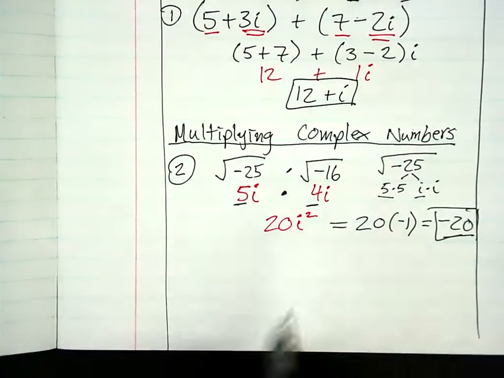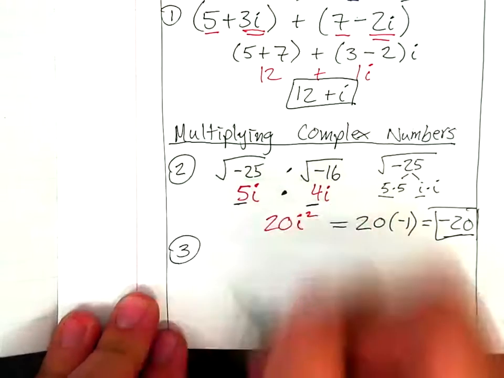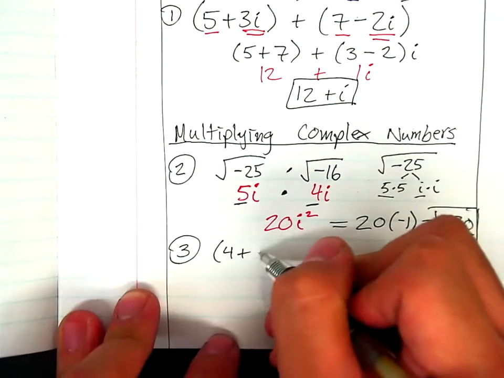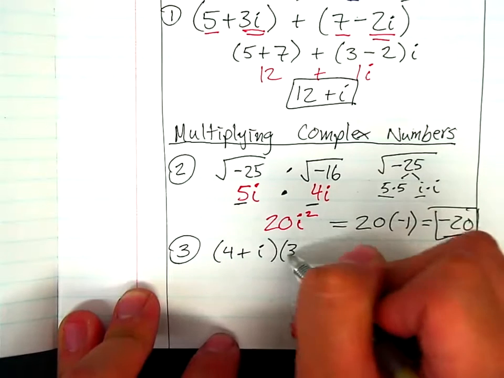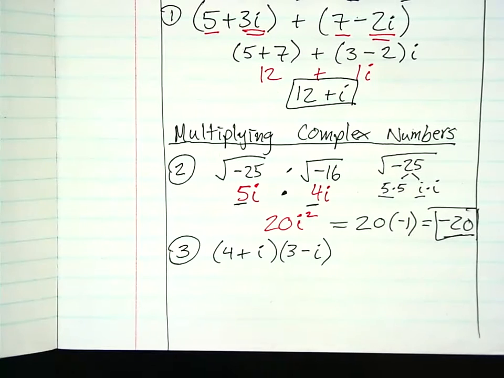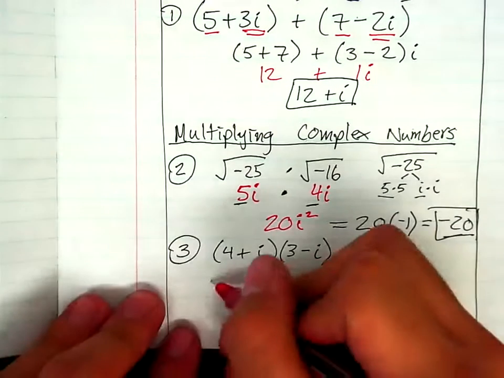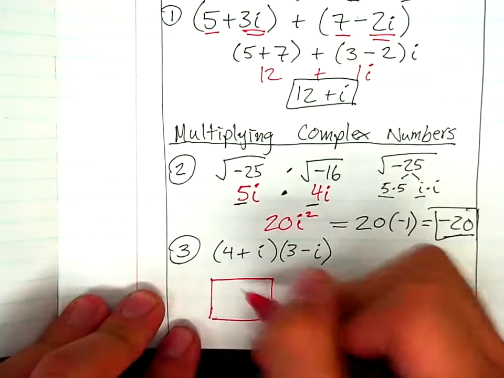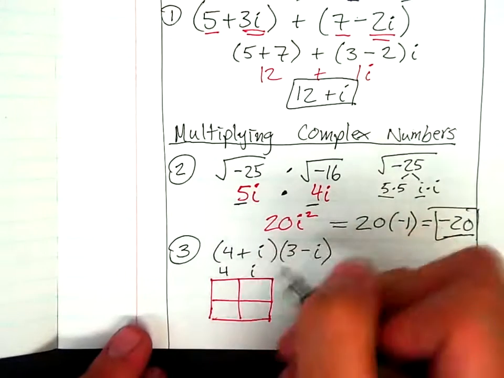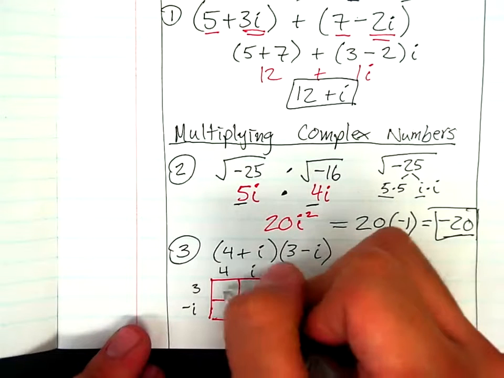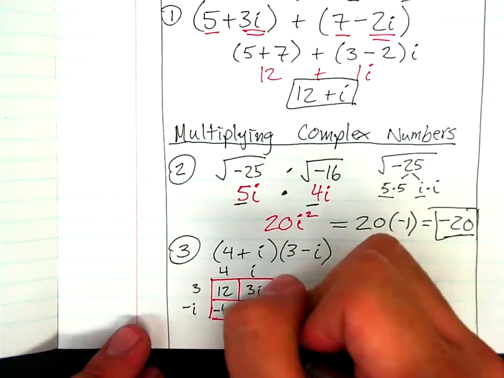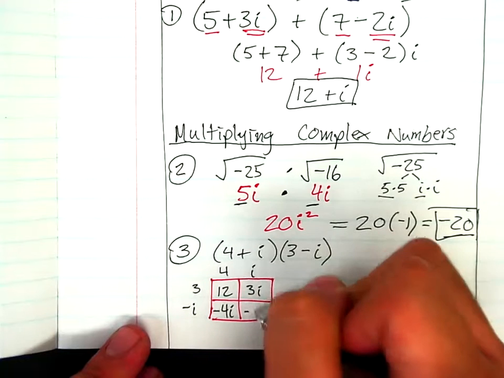The final one that I want to go over for today, let's see if I can squeeze it in. Example 3, we're going to multiply two binomials together. So 4 plus i times 3 minus i. Now you may use the box method, you may use whatever multiplying strategy you want. It's pretty much the same way that you're used to. Only difference is that now we have the imaginary number. So here we have 4 and i, we have 3, negative i. So here I have 12, 3i, negative 4i, and then negative i squared.